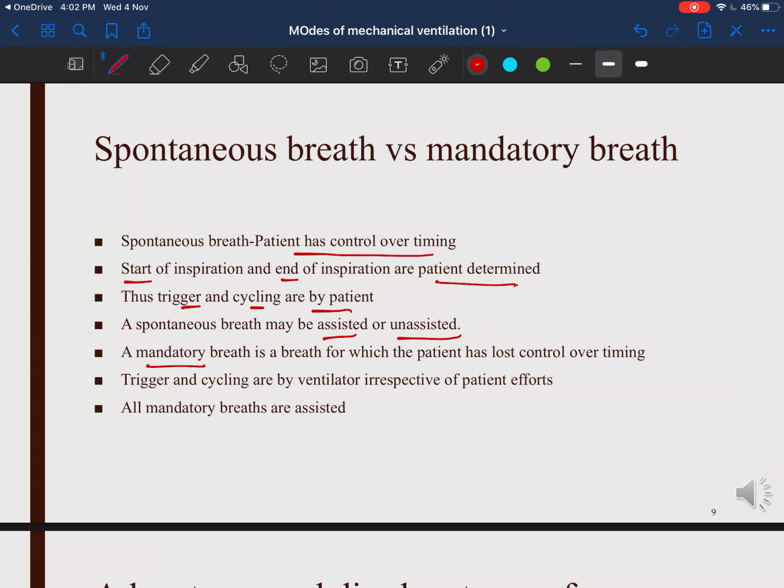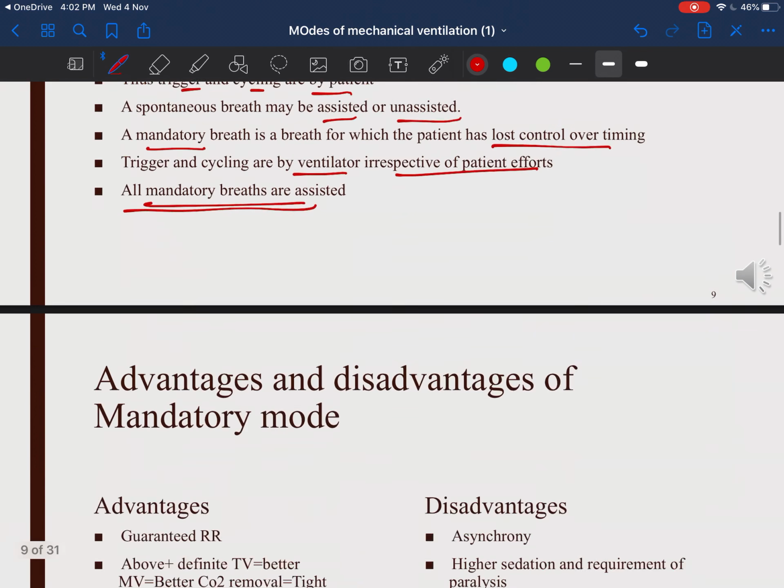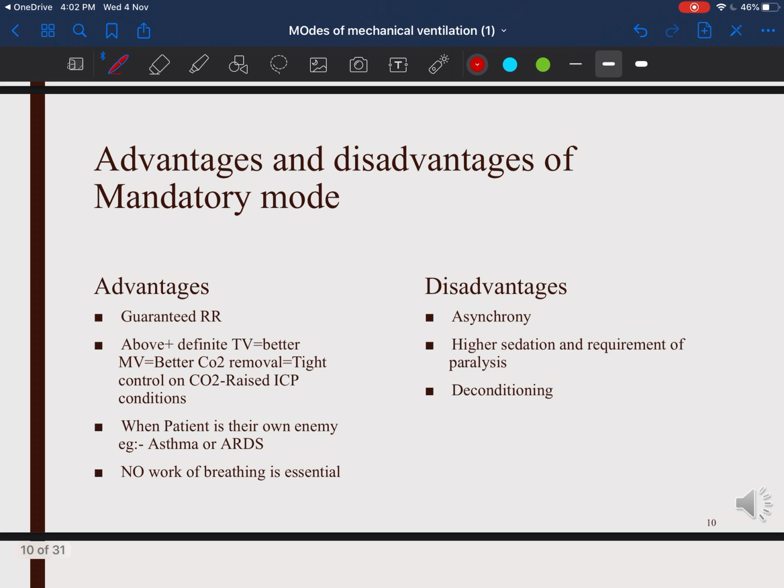A mandatory breath is where the patient does not have any control over the inspiratory time, and it is done by the ventilator irrespective of the patient's efforts. All mandatory breaths are hence assisted. The advantages and disadvantages of mandatory modes are these.